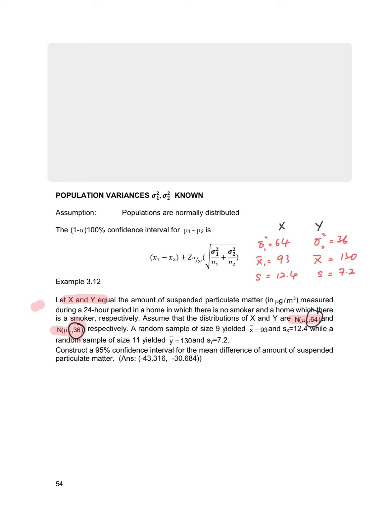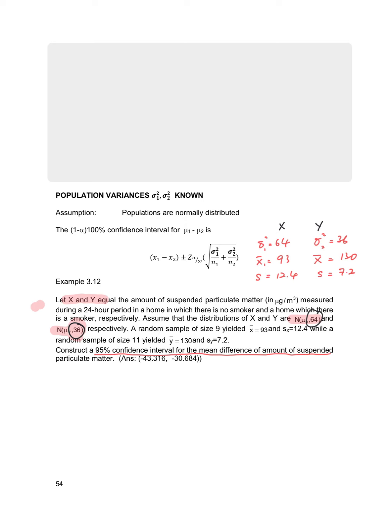Okay, apa yang kita nak cari? We want to construct a 95% confidence interval for the mean difference of amount of suspended particulate matter. So we're going to use this formula: X bar 1 minus X bar 2 plus minus Z alpha over 2 times square root of sigma 1 square over N1 plus sigma 2 square over N2. Why do we use this formula?